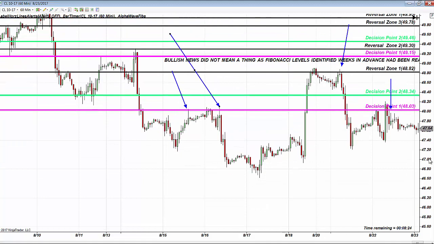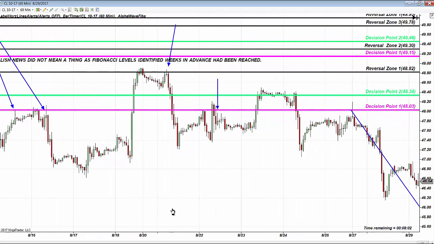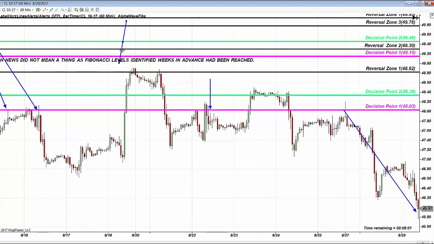This was Fibonacci resistance, the end of the minor trend that oil was not able to break through. Oil collapsed again. Reminding you, you can never ever trade on the news alone. But if you know where Fibonacci levels are, you would never enter. Next, oil retraced back up to reversal zone, identified weak in advance, and collapsed again.